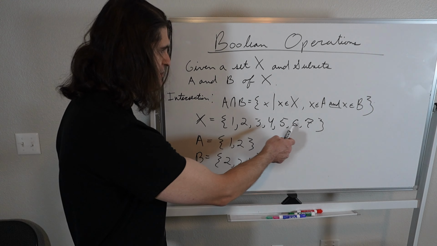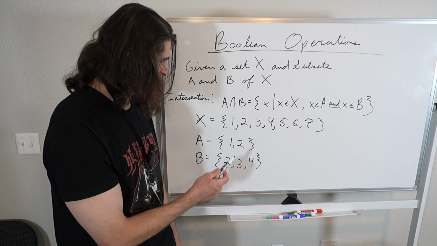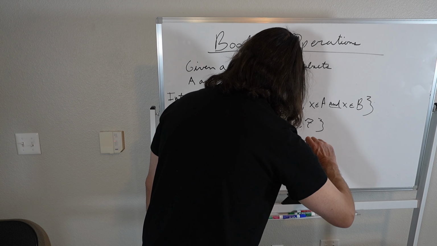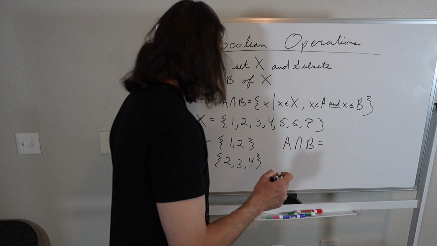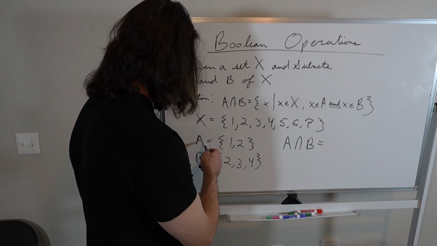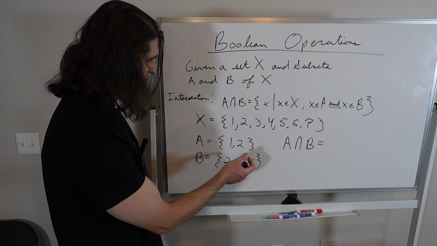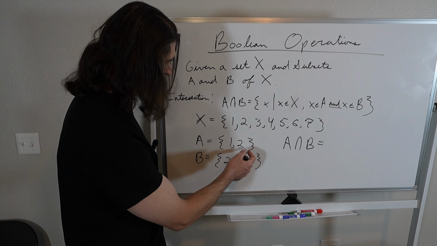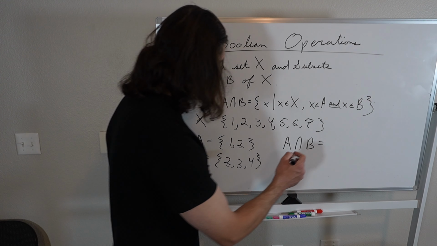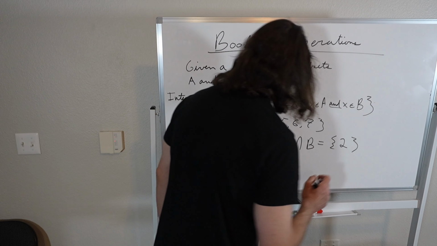I'll use the same sets from the previous example. So we have X is 1, 2, 3, 4, 5, 6, 7. A is just 1, 2, and then B is just 2, 3, 4. So we want to find A intersect B, and we're looking for values where some member of A has to also be a member of B. And in this case, the only real value that we have here is just 2. So this is the only shared member between these two sets. So we would just write, this is just a set with one object, and it is 2.